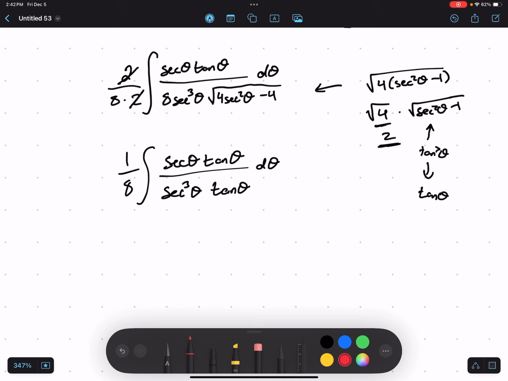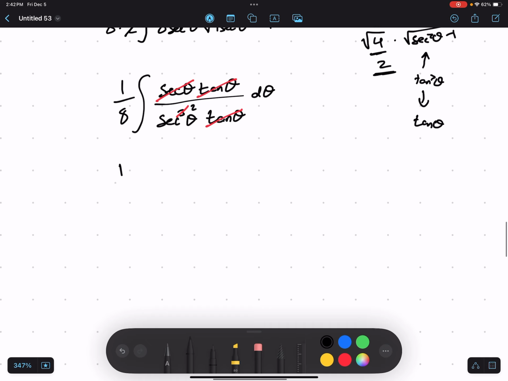And now we've got some crossing out to do. We'll notice we've got a tangent up top, a tangent on the bottom, a secant up top, and a secant cubed down there. That secant cubed will become a secant squared. And now we've got 1 over 8 times the integral of 1 over secant squared theta d theta.